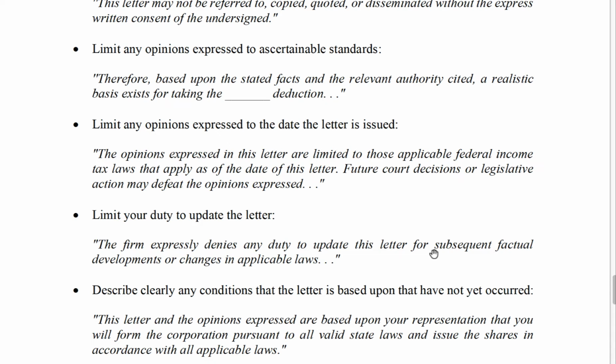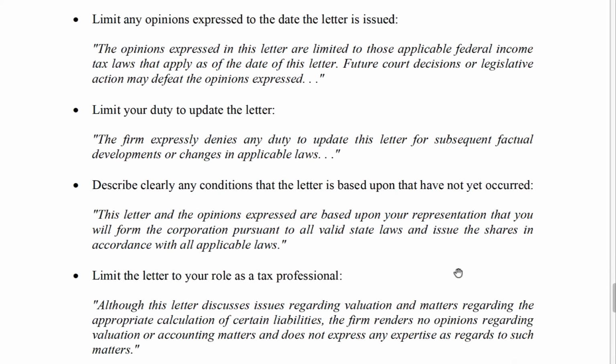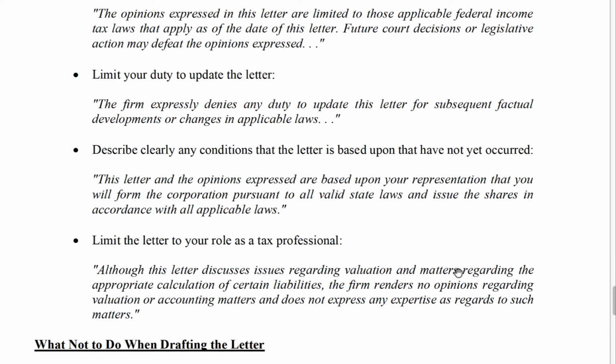Limit your duty to update the letter. The firm expressly denies any duty to update this letter for subsequent factual developments or changes in applicable laws. Describe clearly any conditions that the letter is based upon that have not yet occurred. So this letter and the opinions expressed are based upon your representation that you will form the corporation pursuant to all valid state laws and issue the shares in accordance with all applicable laws.